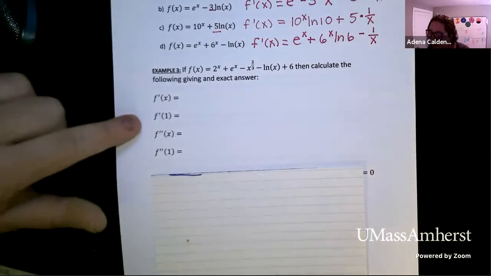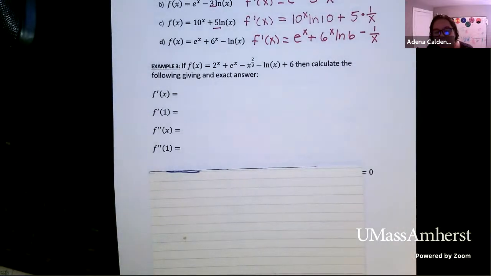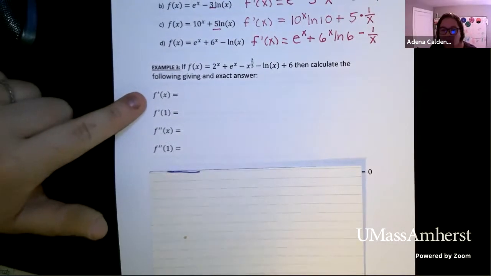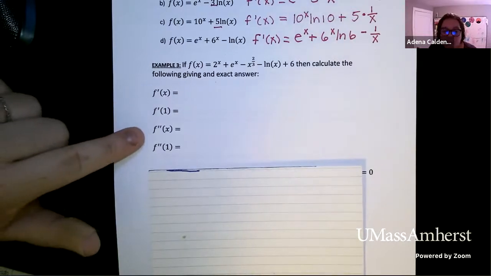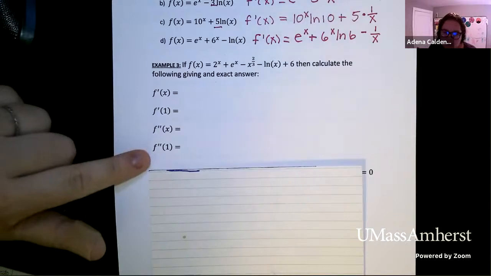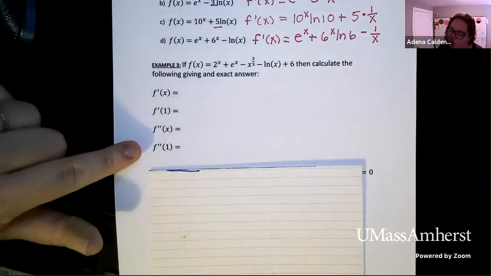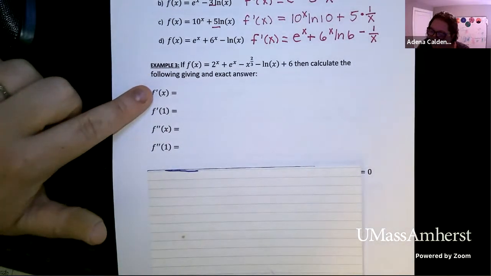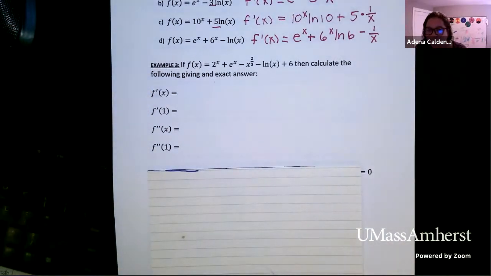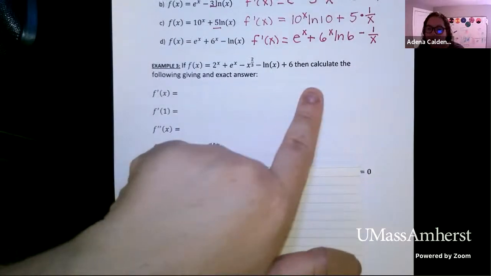So when you plug in 1 for the first derivative and the second derivative, you do not want to turn anything into a decimal. You're going to leave it in the form that it's in, okay? So you're going to find the first derivative of this function and then plug in a 1. Then you're going to find the second derivative and then also plug in 1. So when you find the second derivative, you're going to start with the first derivative and again, take the derivative of each piece of the first derivative.